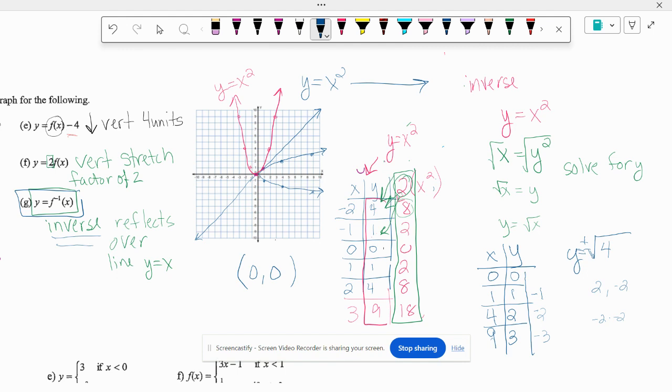It's called the inverse function. I know this is a lot, but we're going to do that. We have some questions later on. I think 9 through 11 are about inverses. Okay, so now I'm going to do number 7.